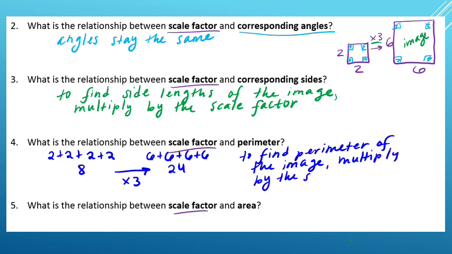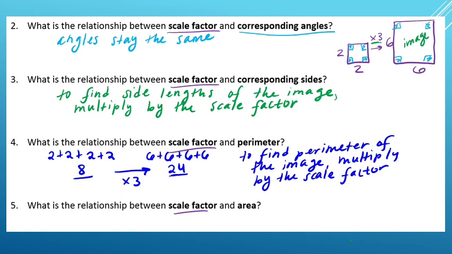So I can find the perimeter of my original. So in this case that was 8. I can simply multiply by the scale factor since I know it's 3, and that will automatically tell me the perimeter of my image. Right? Of course I could calculate this by myself as well, right? I could add up 6 plus 6 plus 6 plus 6 and make 24, but this is kind of like a little shortcut with the scale factor to help me see how it's changing.